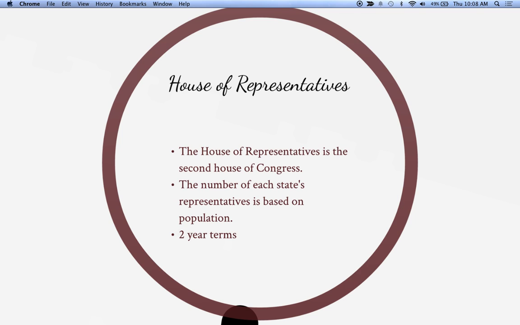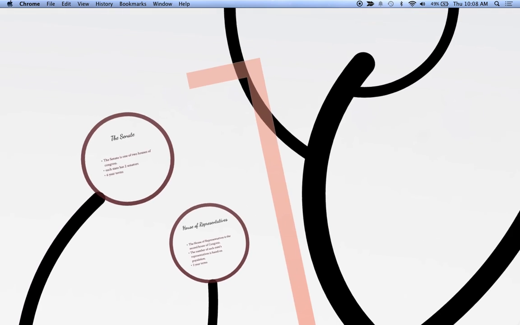Now, one of the things about the House of Representatives is that there's more turnover. They only serve for 2-year terms. And that's what makes them more representative of the people, because they're in there for a shorter amount of time and there's more of them. It's more localized. And we'll get into some of those details a little bit later.